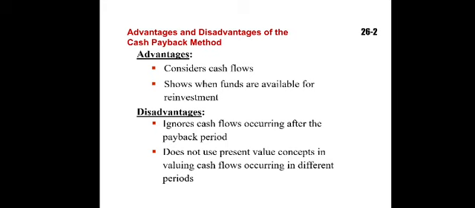The second advantage is that it shows when funds are available for reinvestment. Let's say the payback period of one item is year 5. So it shows that after year 5, the company has cash. The company can use that cash to purchase other things or to do other things. Okay, that's a good thing.